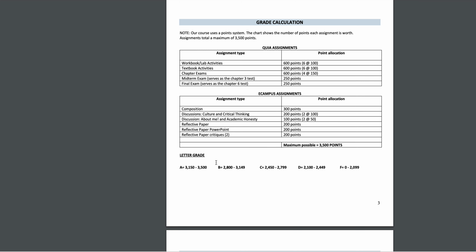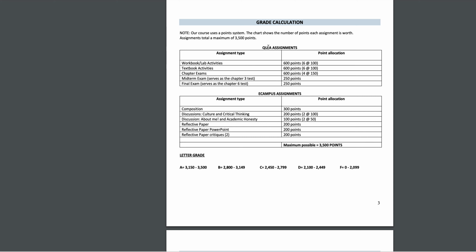If you need a B, you need to be between 2,800 and 3,149 points, and so forth. So at the end of the semester, look at the total column and cross-reference that amount with these brackets in order to find out what letter grade you'll be receiving at the end of the semester.